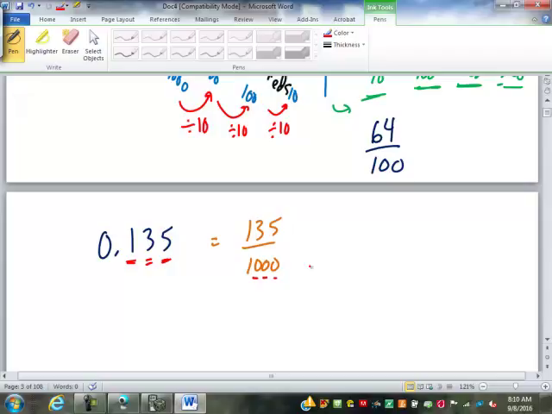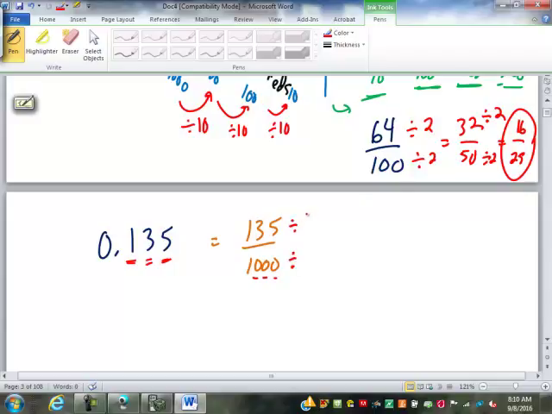Now, either one of these fractions right now, I would not leave the way they are. I would convert them or I'd reduce them. This one here can both be divided by what? 2. Giving me 32 over 50. I'd still go by 2. Giving me 16 over 25. So 0.64 is 16/25. This one here, of course, can be reduced by 5. Giving me 27, right? Over 200.